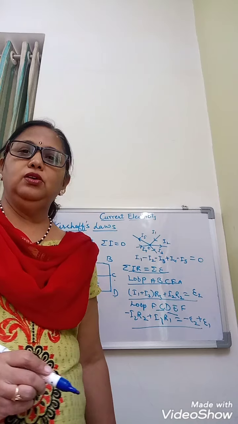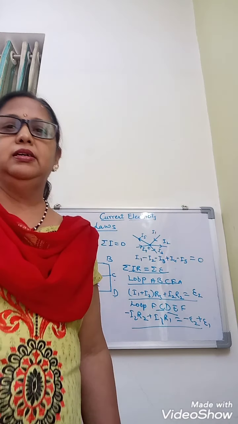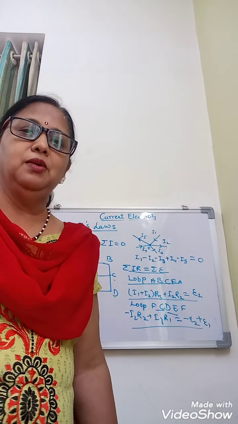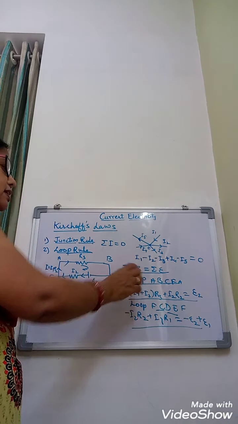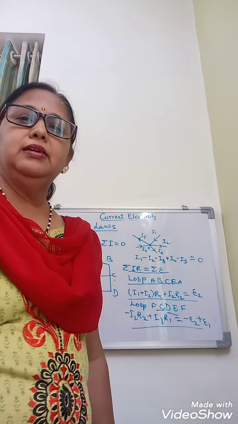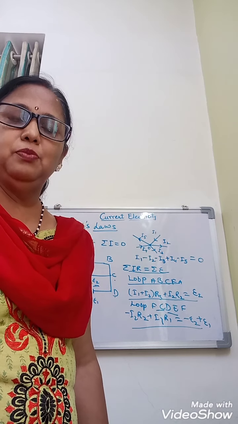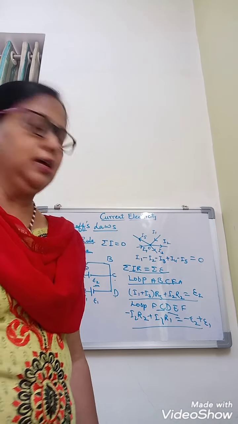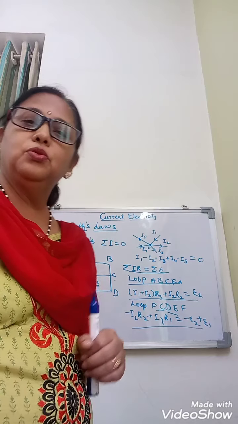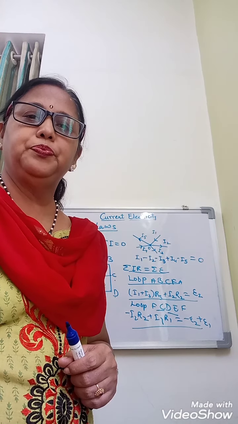Okay, so I think you have understood how to write the algebraic sum of product of current and resistance and take it equal to the algebraic sum of EMF. That is, I think that you have understood what is junction rule and what is loop rule.